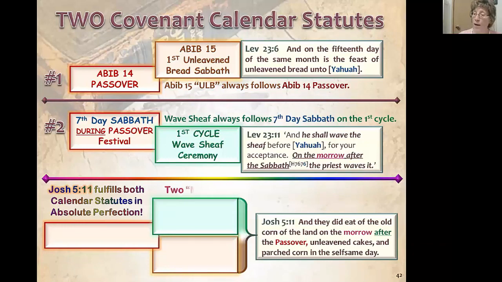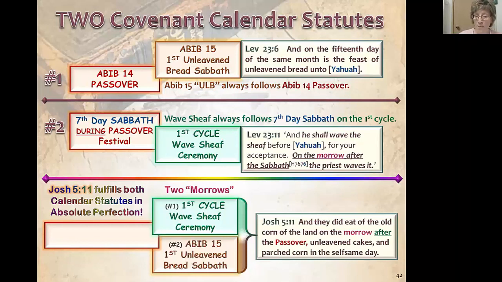Look what happens. We have two morrows here to deal with. The first morrow, of course, is the first cycle that follows the Sabbath. And we know that's the wave sheaf because it says that's when you wave the sheaf so that you can have your festival. And the second morrow is going to be Abib 15 because it follows the 14th. So the wave sheaf always follows the Sabbath, and Abib 15 unleavened bread Sabbath always follows Abib 14.